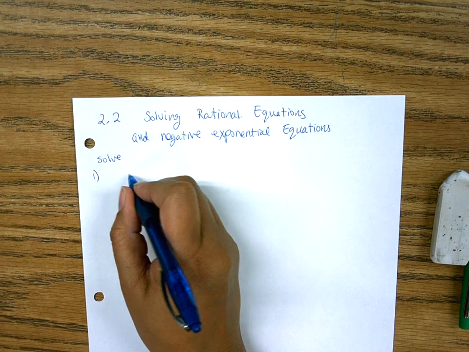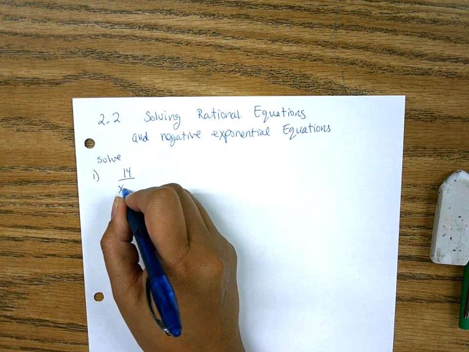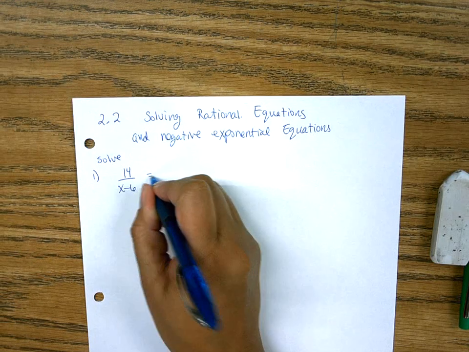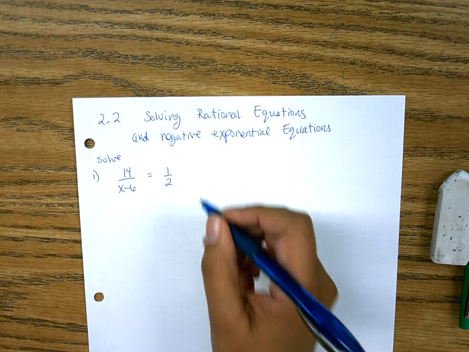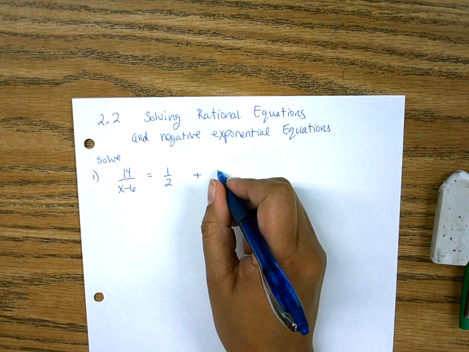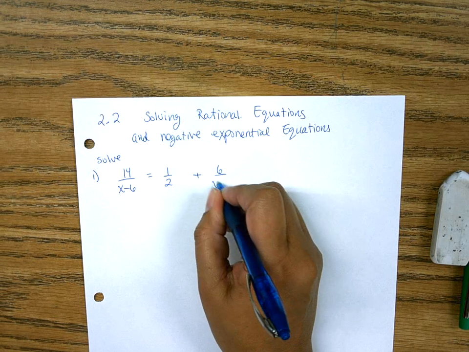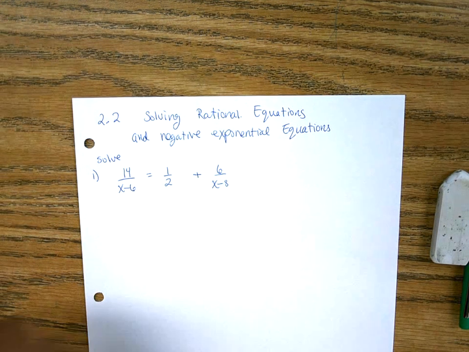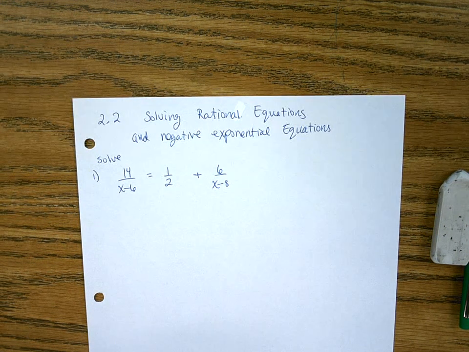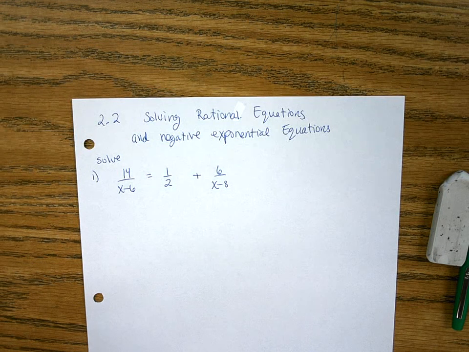All right, solve. Number 1, 14 over x minus 6 equals 1/2 plus 6 over x minus 8.